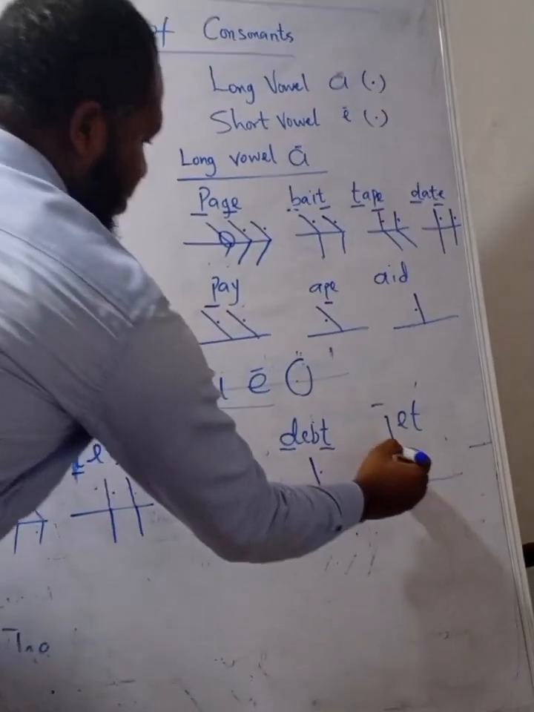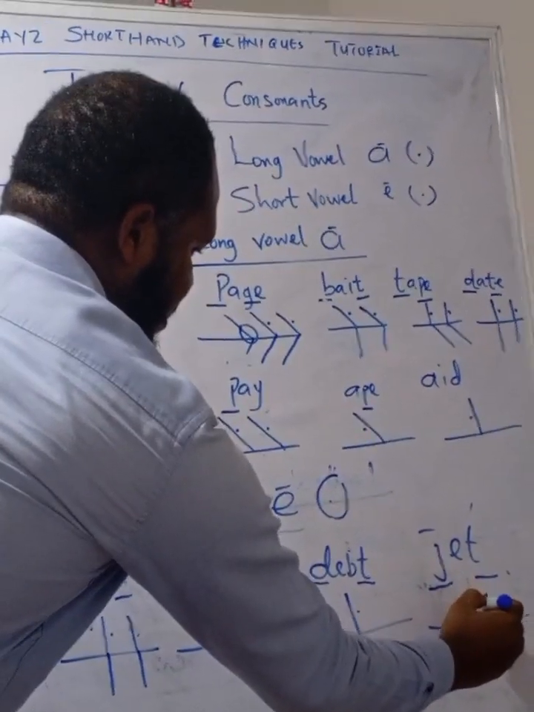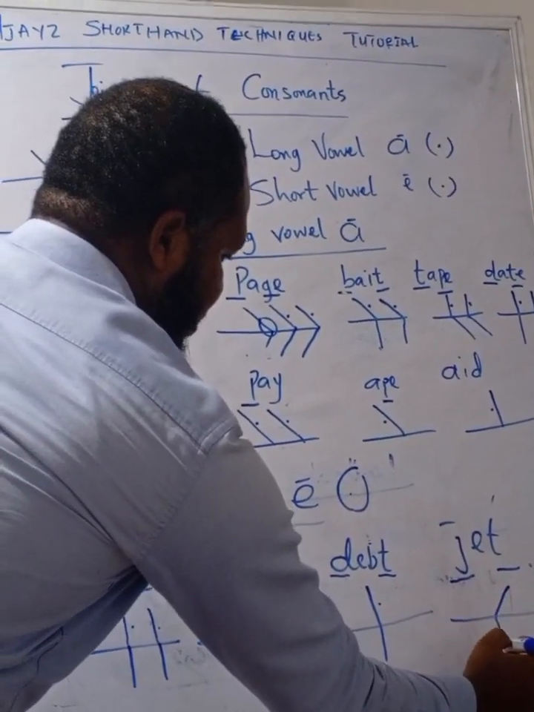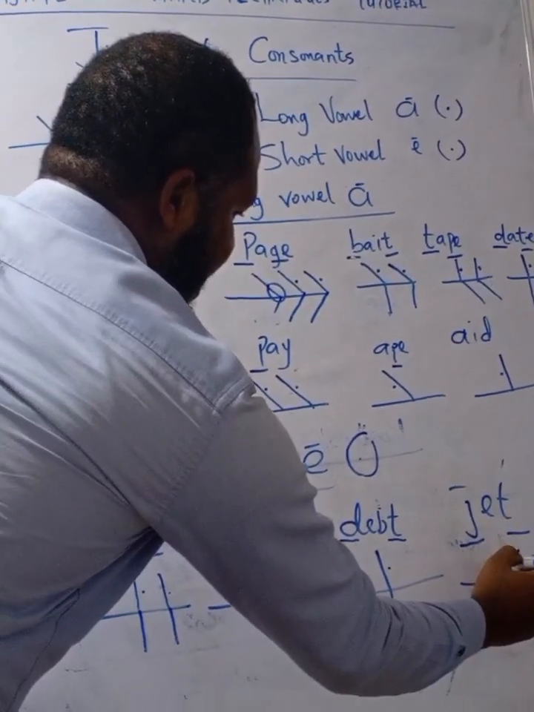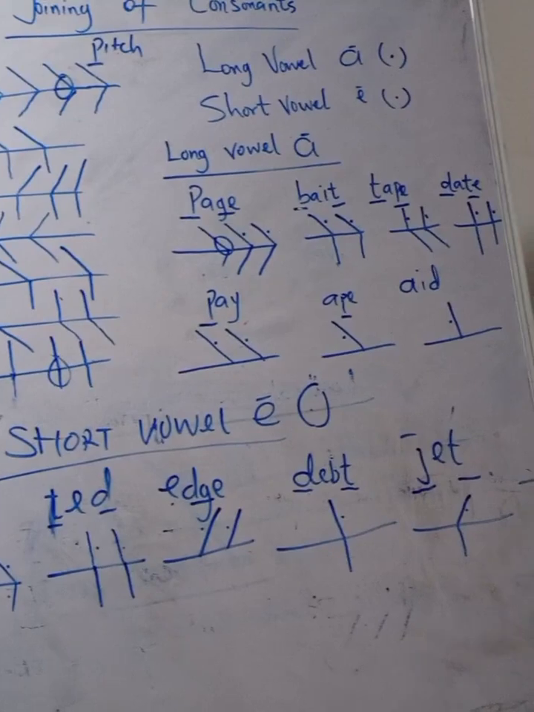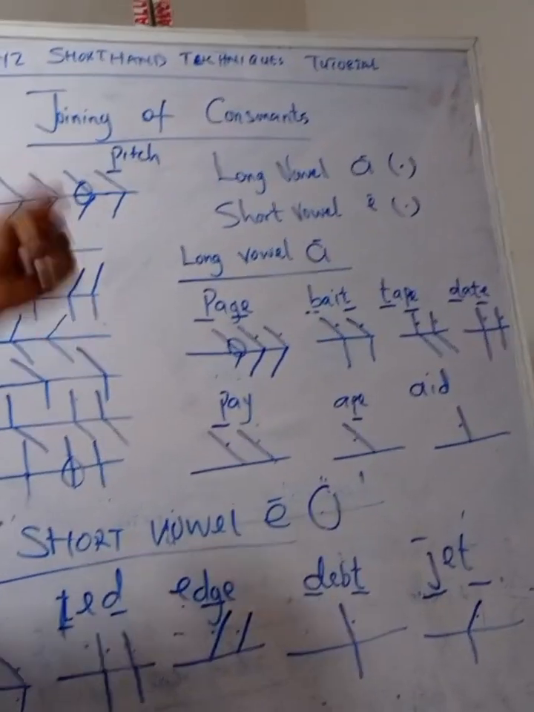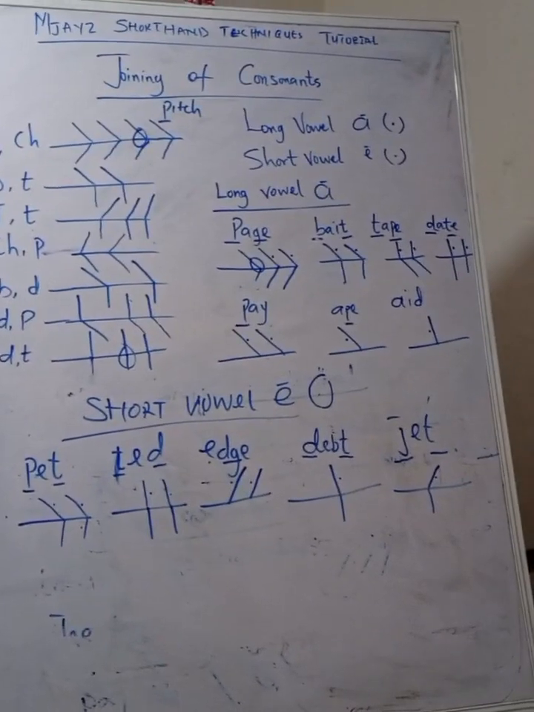Then we'll go to the next one, which is jet. We have two consonant sounds, J and T. So we have J and T. Then you put your vowel at the middle. That's J, T, jet. You can practice as many as you can at your own pace. All right.